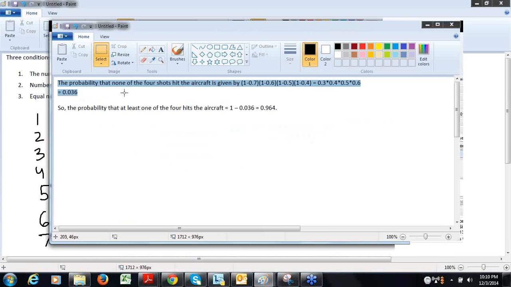So the probability that none of the 4 shots will hit the aircraft will be what? 1 minus 0.7 into 1 minus 0.6 into 1 minus 0.5 into 1 minus 0.4. That is 0.3 into 0.4 into 0.5 into 0.6. That is 0.036. So at least one of them hitting the target will be 1 minus none of them hit. So it is 0.964.